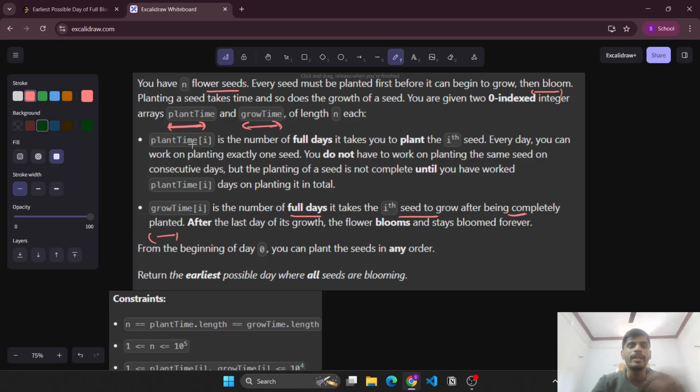So now we are given these two arrays, plant times as well as grow times, and we are starting at day 0, and we can plant the seeds in any order. Suppose its plant time is 4, so we can plant it for 2 days here and then 2 days later as well. We do not need to plant it in a continuous fashion. Now we need to return the earliest possible day where all seeds are blooming.